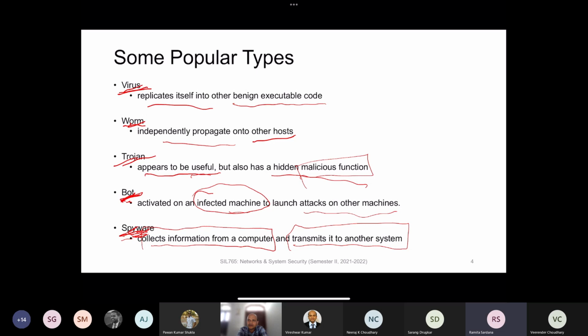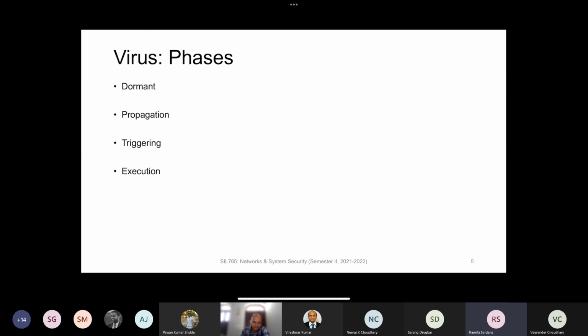Sir, in the case of a virus, does it replicate in one single type of executable code, or does it replicate to different types like Word, Excel, PowerPoint, all the other different types of software it can hold? Yes, it can replicate to all those different types of applications. Okay. And by replication, do you mean the execution is like in a for loop or something?